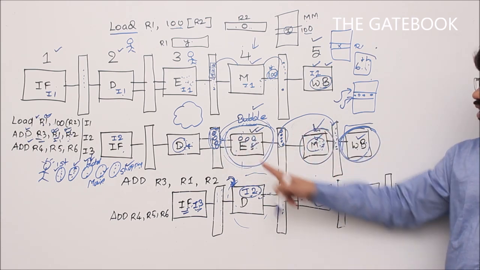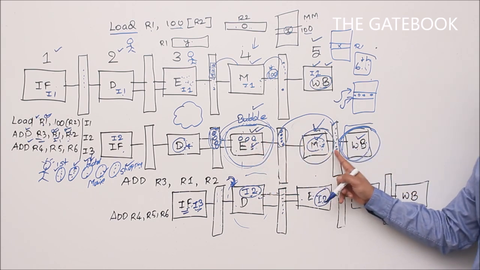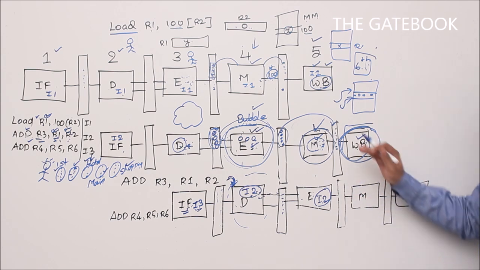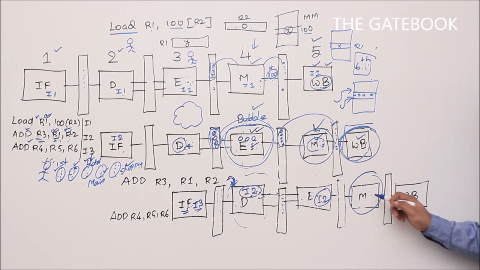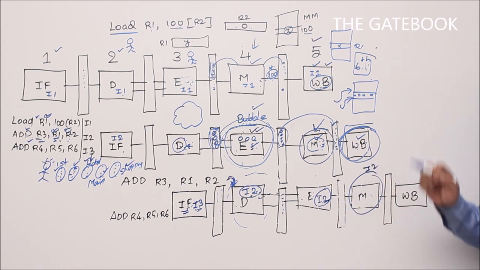Really there is no hazard. They're supposed to do execution of I2, memory of I2, and write back of I2, but they are not doing anything. So now let's see the last one. What is happening here? The memory stage is working properly, but it is working for I2, so I2's memory will be done here.